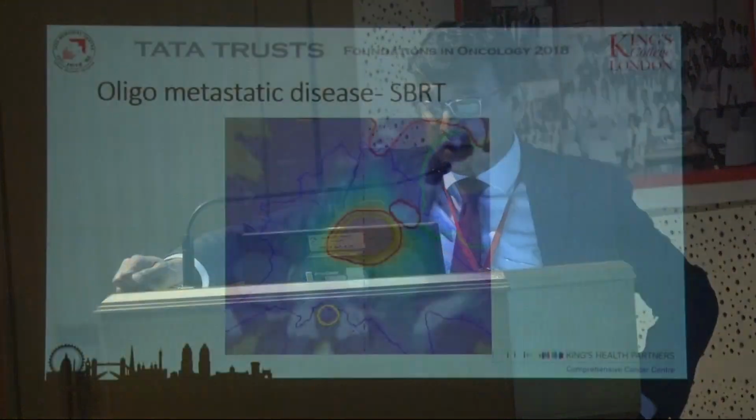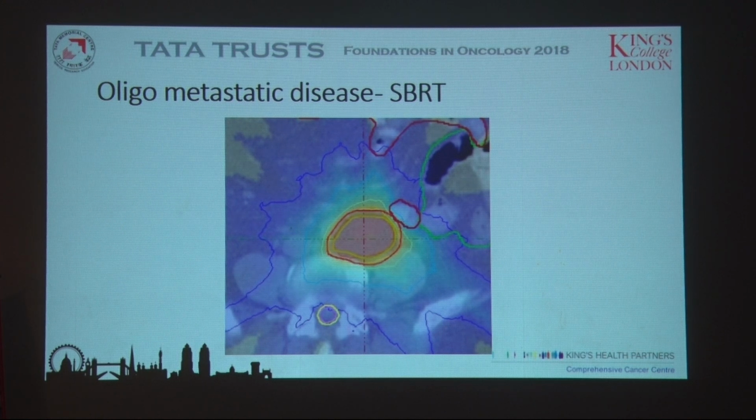So I'm showing you a few examples. So this is a patient with prostate cancer who had an isolated nodal recurrence. And you see here, we've given a high dose of radiotherapy to the nodal area here. And the blue areas, this is spinal cord, and we've reduced the dose to the critical structures. And this patient had 3 treatments of 10 gray, 30 gray in 3 fractions.